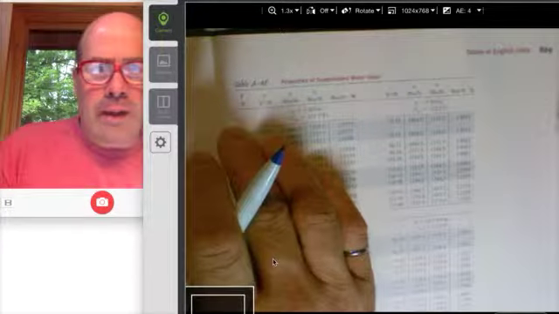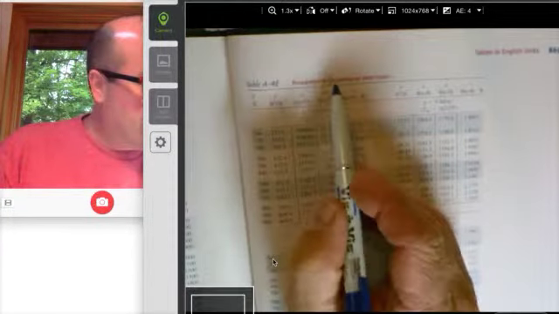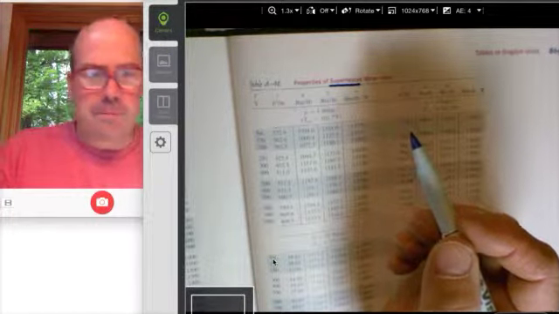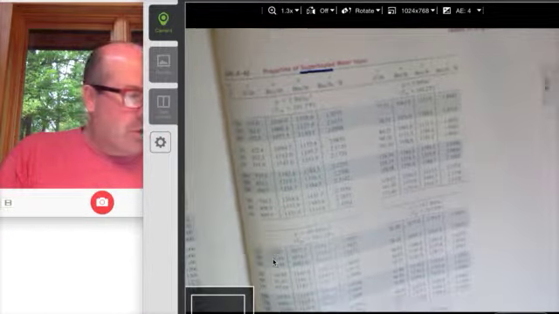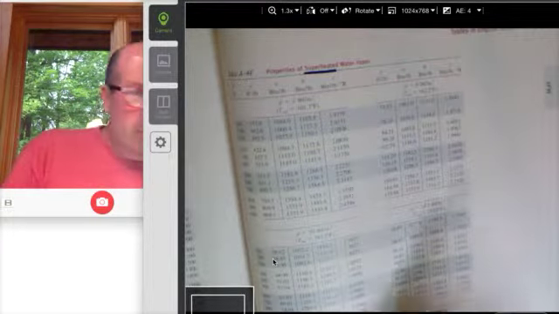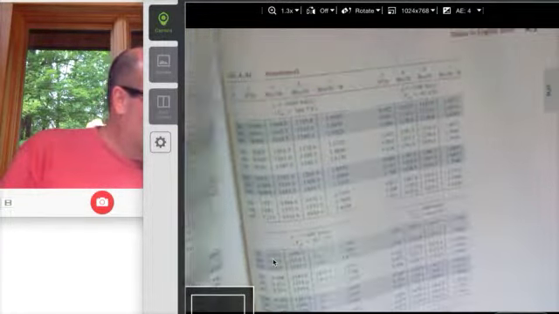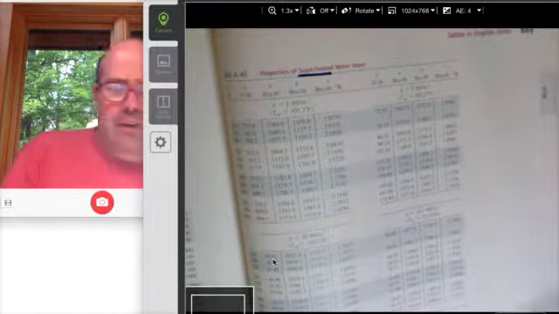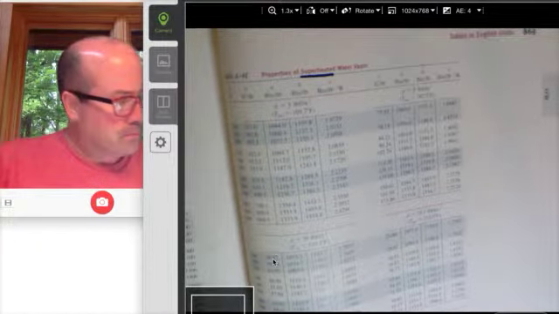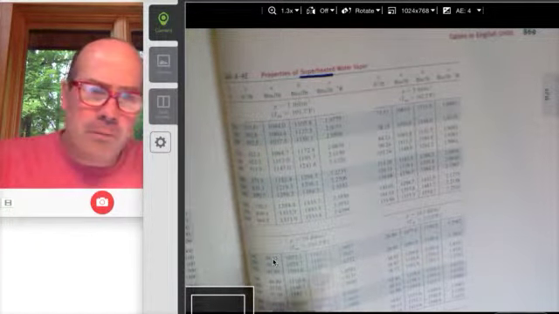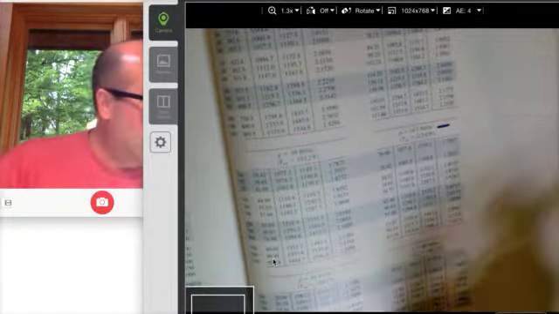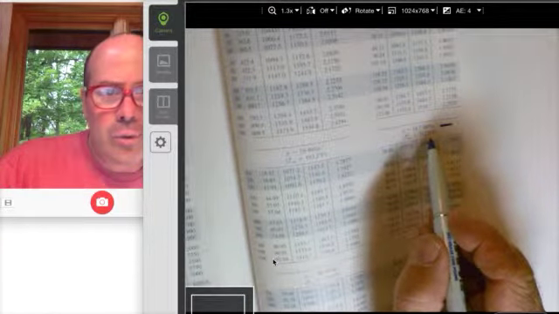It is table A4E, properties of superheated water vapor. Now these tables come in little chunks, and each chunk is for a given pressure. There are lots of pages. I think this goes all the way up to page 874. We start at page 869, so there are five pages. The pressure that we care about is 14.7 psi. Now they're nice enough to tell us, hey, the boiling point is 212.